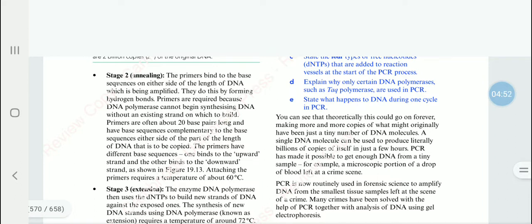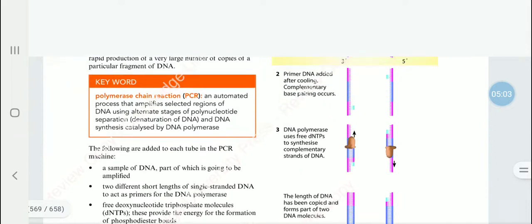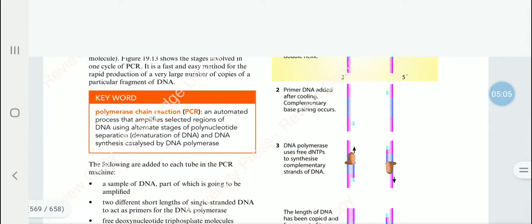The primers have different base sequences. One binds to the upward strand and the other binds to the downward strand, as shown in the figure. Attaching the primer requires a temperature of about 60 degrees Celsius. What you need to remember is that primer DNA will be added after cooling, then the complementary base pairing would occur.